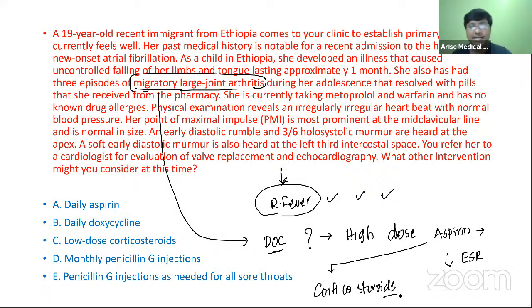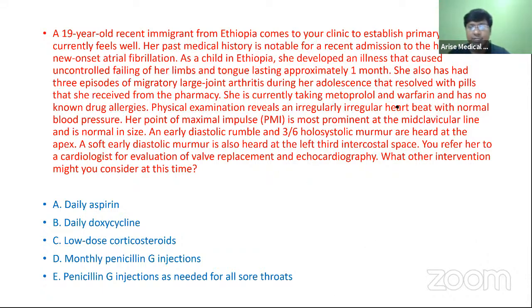Okay. Now, the other point is, why is this patient taking metoprolol as well as warfarin? Any one of you? Why is our patient taking metoprolol and warfarin? Yes, who will be the first person to answer this question?